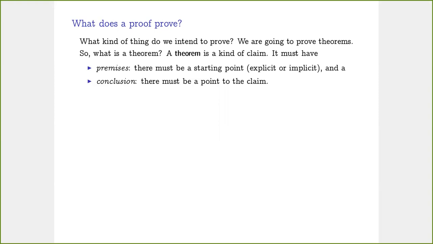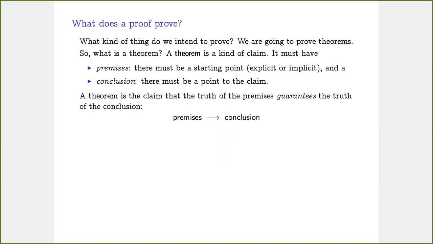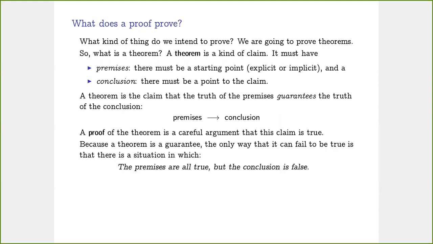It must have premises. There must be some starting point, even if it's implicit, and a conclusion. There must be some point to the claim. So a theorem is the claim that the truth of the premises guarantees the truth of the conclusion. In symbols, the premises imply the conclusion. A proof of the theorem is a careful argument that this claim is true.